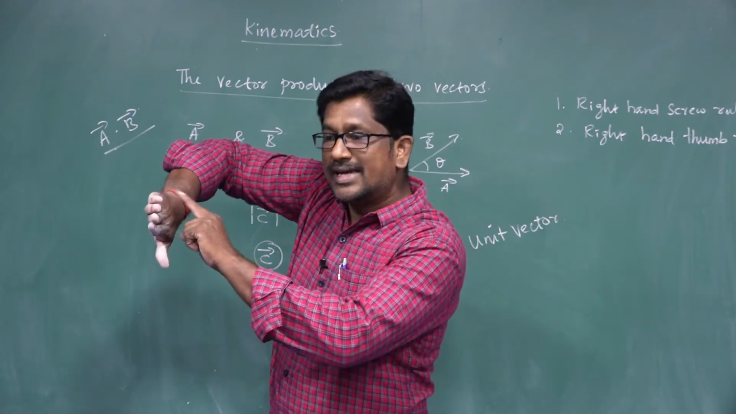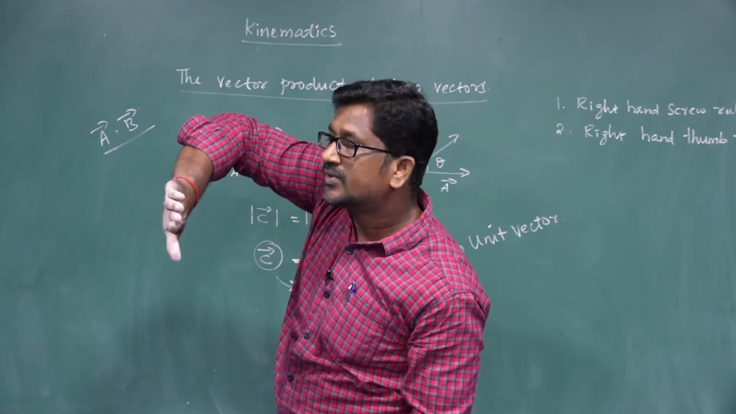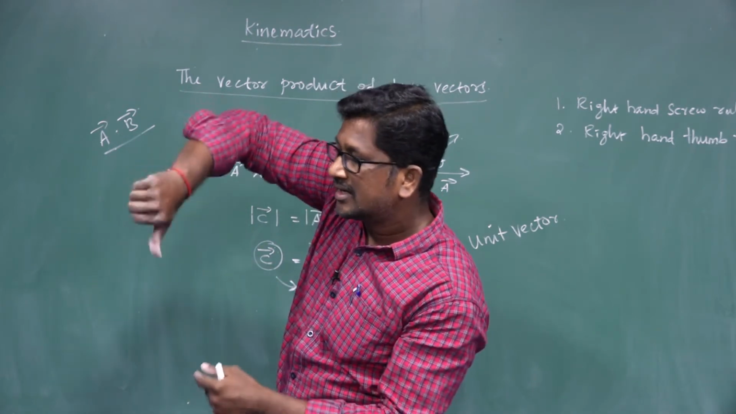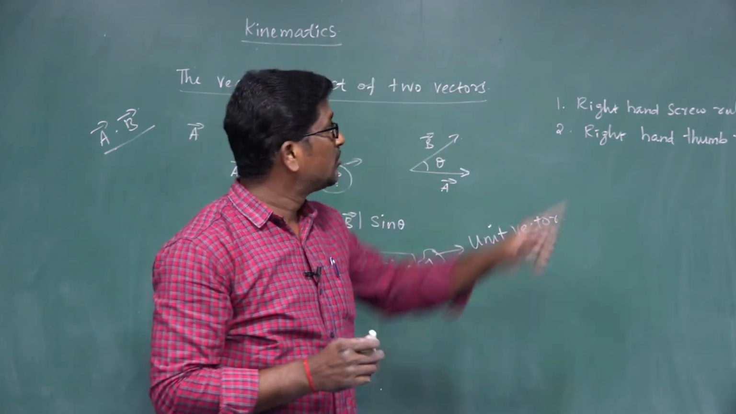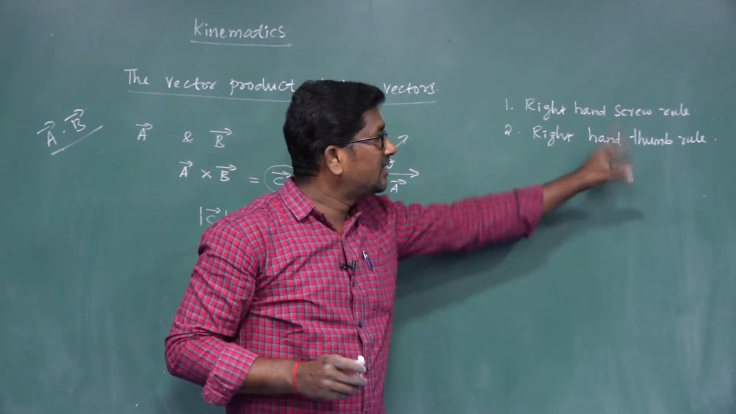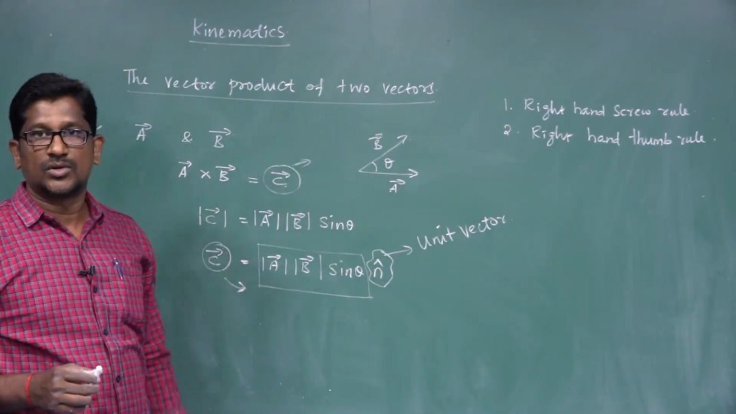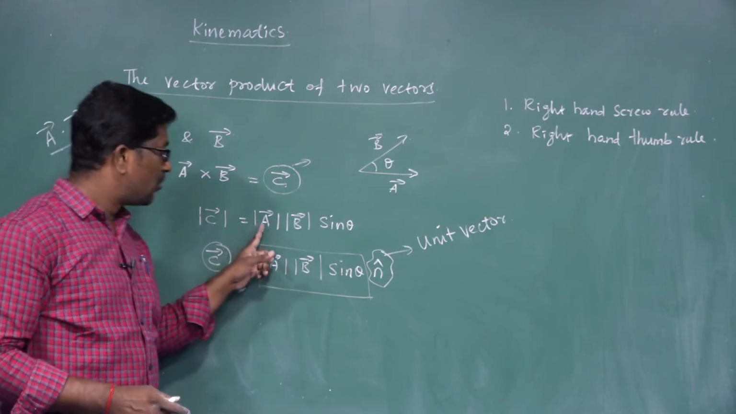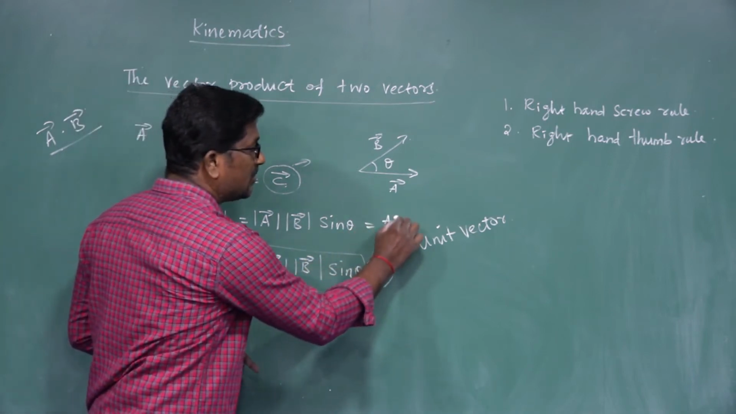Suppose the A vector is along this direction and B vector is here. If the finger is curled from the direction of A vector to B vector, the direction of C vector is acting in this direction. So by using both the right hand screw rule and the right hand thumb rule, we can determine the direction of C vector. The magnitude of C vector is given by modulus of A vector, modulus of B vector into sin theta, or simply AB sin theta.